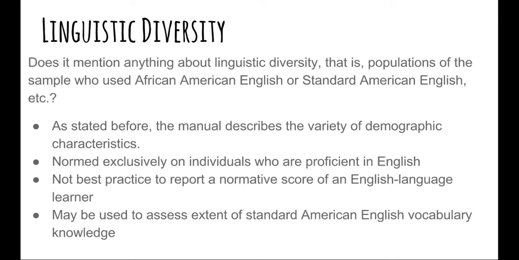As stated before, the manual does describe a variety of demographic characteristics. However, this test was normed exclusively on individuals who are proficient in English, so it is not best practice to report a normative score for an English language learner. However, it may be used to assess the extent of standard American English vocabulary knowledge and may be used as a starting point to determine intervention for those who wish to become English proficient. The sample does not include bilinguals, monolingual Spanish speakers, monolingual English-speaking Hispanics, monolingual English-speaking Asians, or any other such group.